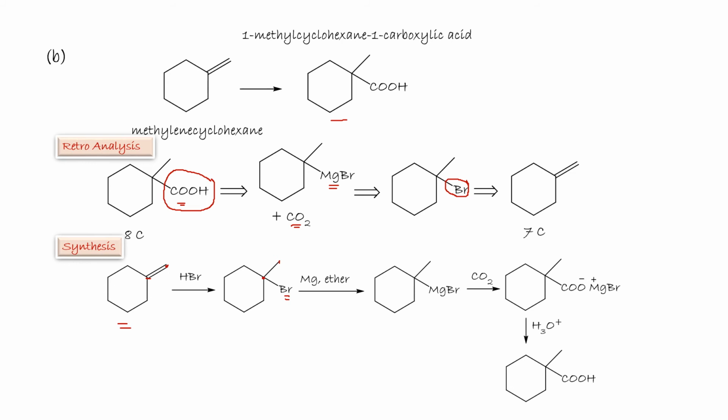Reacting the bromo compound with magnesium in ether will provide the Grignard reagent. Adding dry carbon dioxide to the reaction mixture will provide this salt. Hydrolysis of the salt will furnish the target molecule.